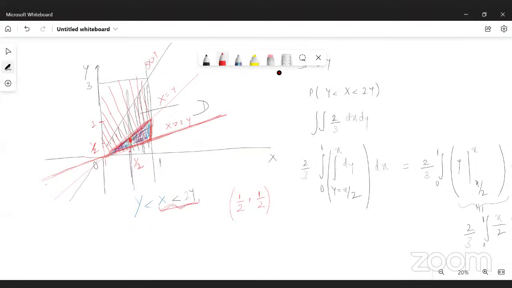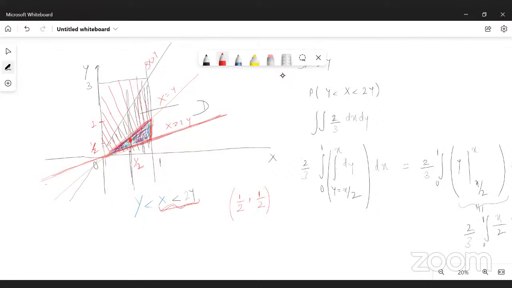That is clear. I'm just asking why the upper part is x less than 2y, why not the lower part? I don't think there is anything wrong in the question. Sorry, Ganga Prasad, can you please speak a bit louder? I couldn't hear your question.